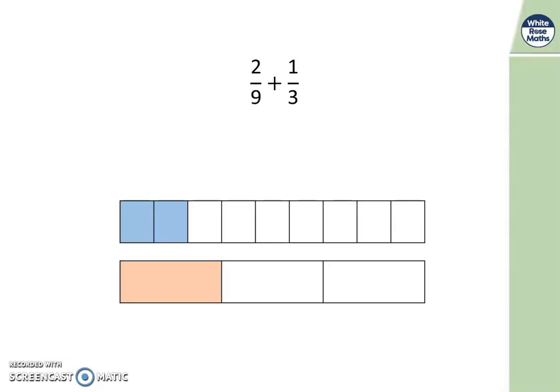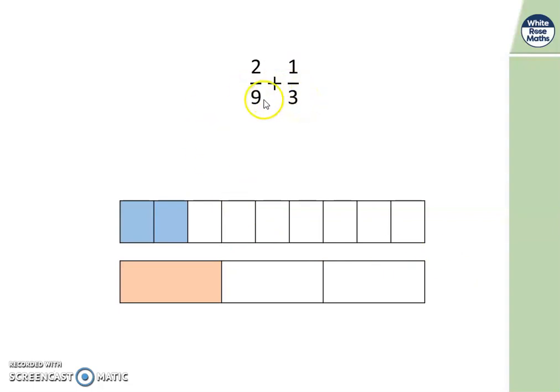Here you can see I've created some fraction strips at the bottom. They are equal in length from one end to the other, but they are split up into different size equal parts. The first bar represents 2/9, 2 shaded out of 9. On the second one, it represents 1/3. That's 1 out of 3. And we're going to add these together.